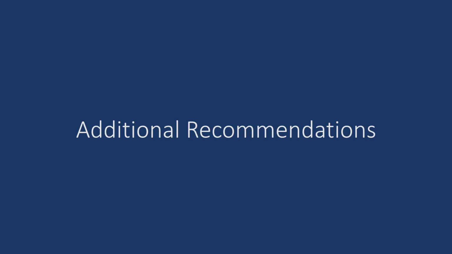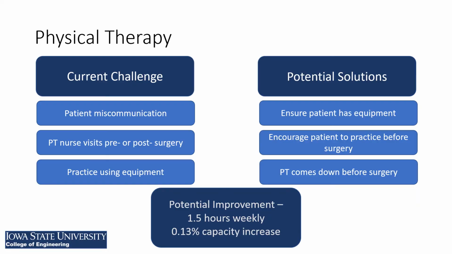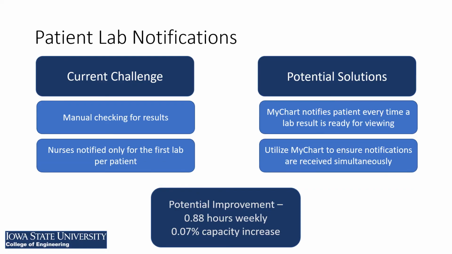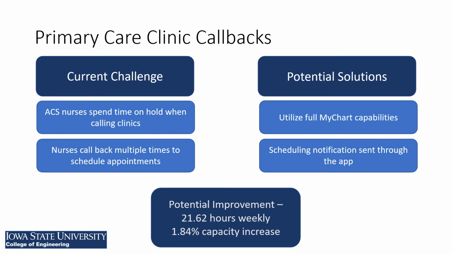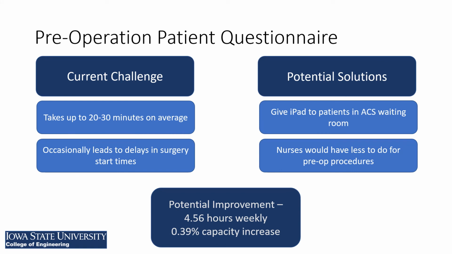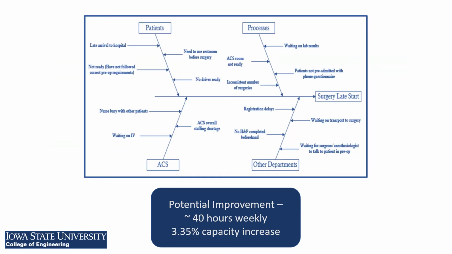Throughout the semester, we met with many nurses through unit meetings to find some additional recommendations and ways to increase capacity, and the following are physical therapy, patient lab notifications, pain medications, primary care clinic callback, and pre-operation patient questionnaire. All of these process improvements are root causes for surgery late starts and can potentially increase the capacity by 3.3%.